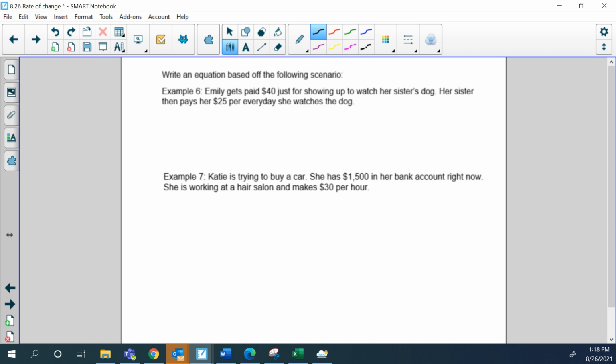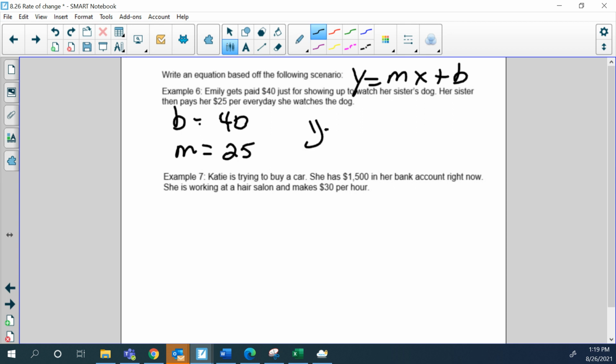All right. So read the problem and pull out the key pieces of information. Emily gets paid $40 for just showing up to watch her sister's dog. So that's her initial value, $40. So B is my initial value, and that is 40. And then she gets paid $25 per day. So that's going to be the rate of change. So your M is going to be 25. And so remember the equation y equals mx plus b. Let's substitute these values now. So y is going to equal 25x plus 40, because my b is 40.